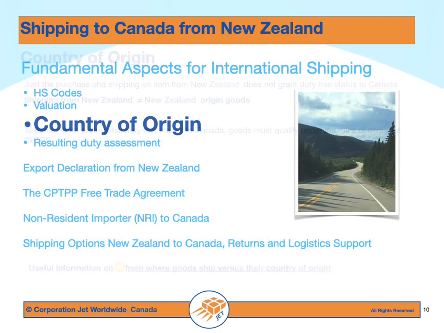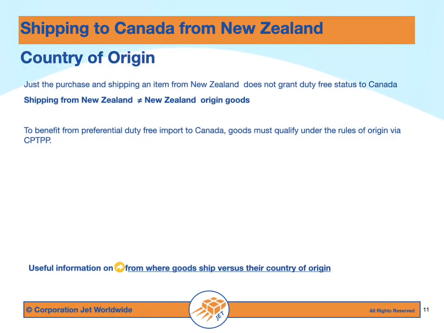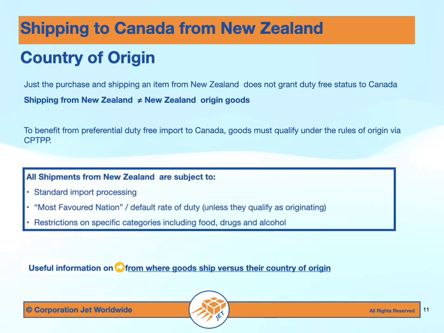Country of origin. Just as shipping from New Zealand to Canada is not the same as shipping New Zealand origin goods. New Zealand origin goods are those that meet the rules of origin defined within the CPTPP Free Trade Agreement, which we'll discuss later. All shipments from New Zealand are subject to standard import processing. The default most favored nation duty rate will apply, unless the goods qualify as originating. There are restrictions on specific categories, including food, drugs, and alcohol.